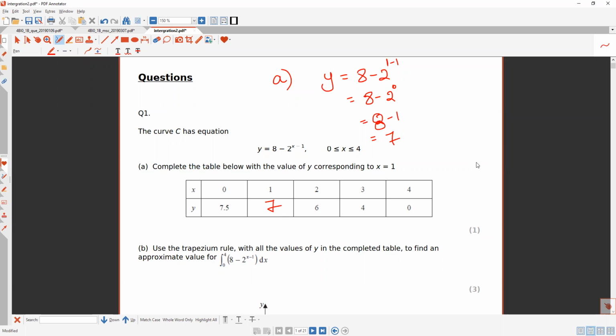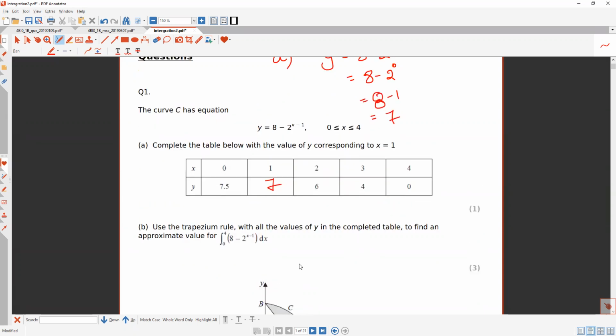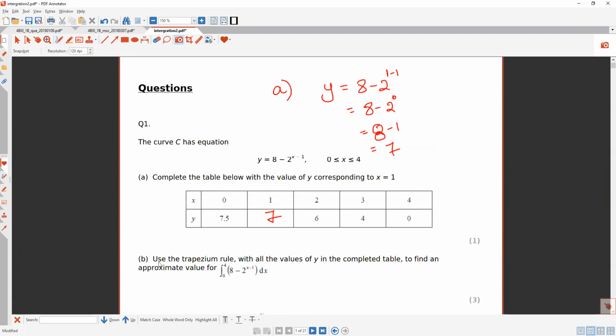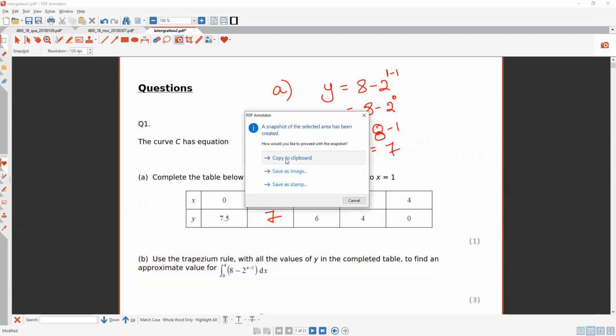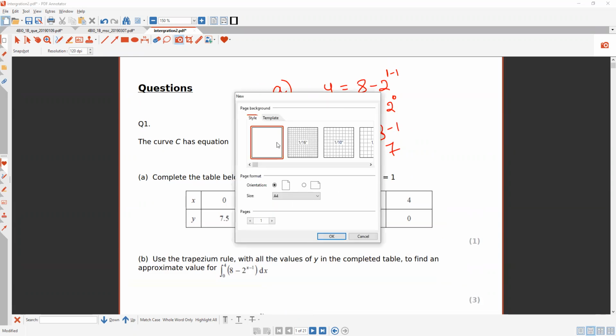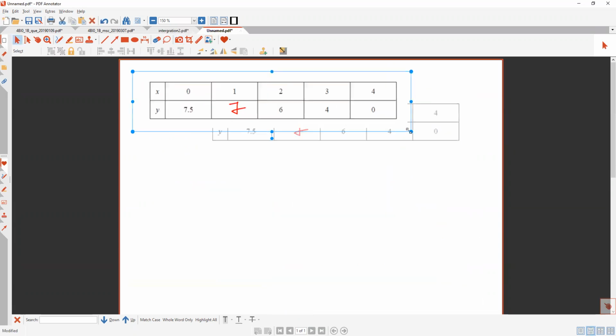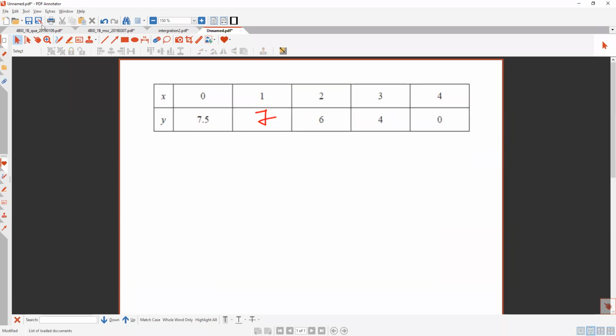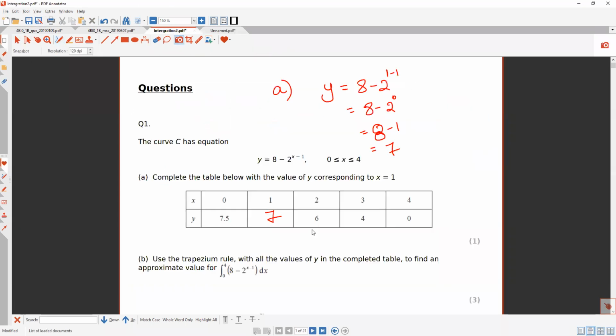How I did this question? Everyone agrees? Understood? Okay. Now use the trapezium rule with all the values of y to complete the table. I hope you saw my video and how I use the trapezium rule. Let me show you that again, so those who didn't understand can understand even more properly. This is the formula for trapezium rule: half h.